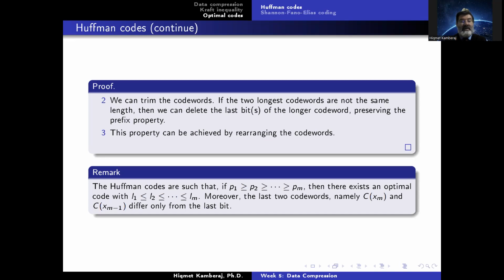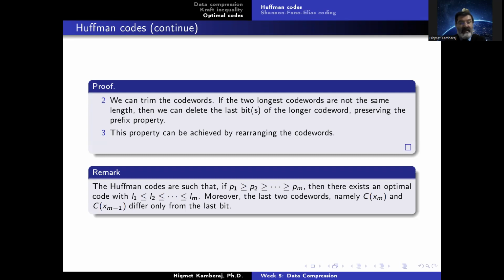Second proof: for the second part, we can trim the code words. If the two longest code words are not the same length, then we can delete the last bit of the longer code word, preserving the prefix property. For property number 3, this can be achieved by rearranging the code words from the smallest to the largest code length.